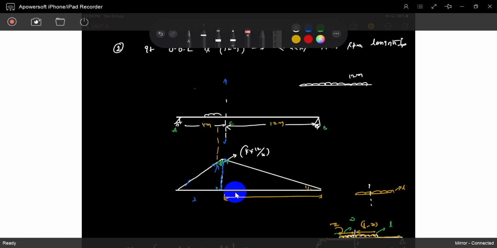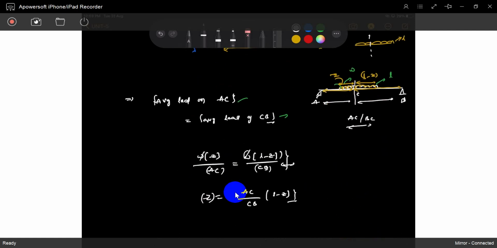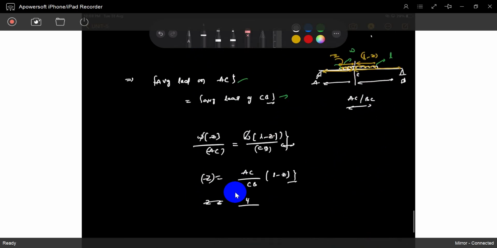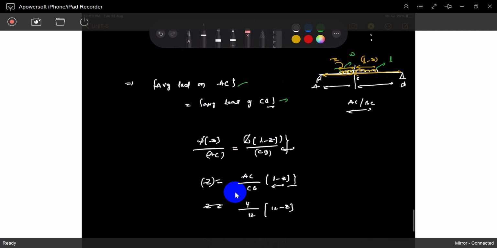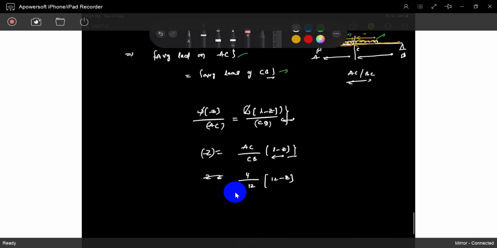Something like this. So what is this something? This something is Z. The UDL length is 12 meters, so the remaining length is 12 minus Z. So what is Z? AC is 4 meters, CB is 12 meters. This length is L minus Z, which means 12 minus Z. So what is Z?